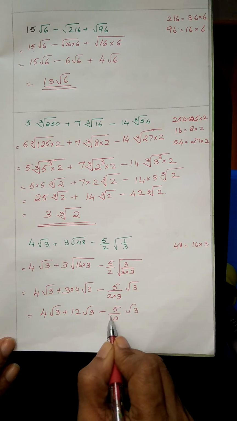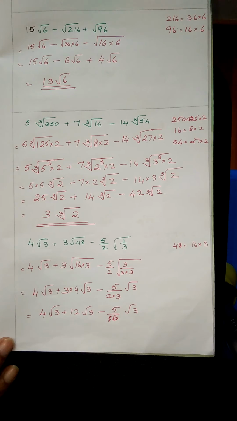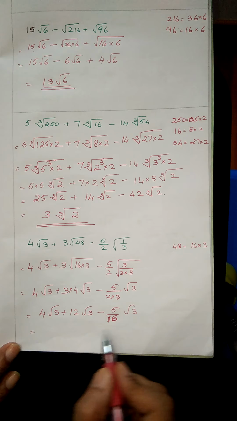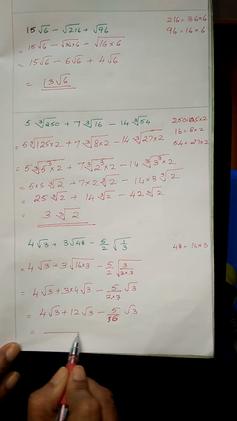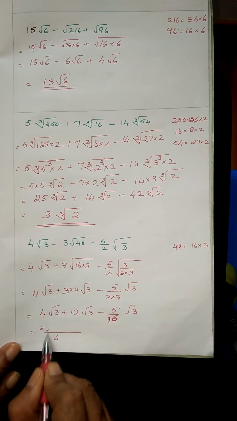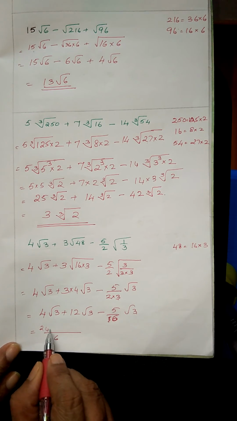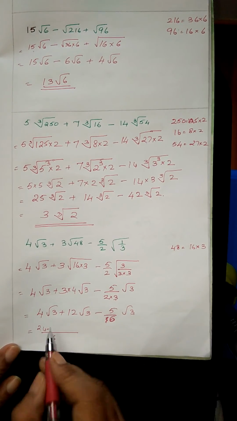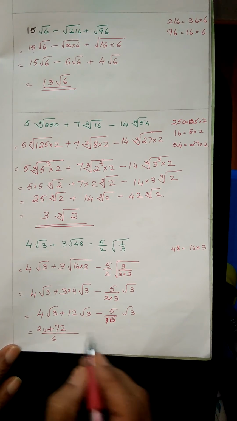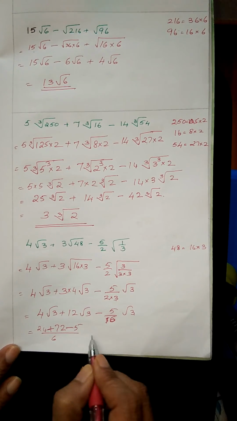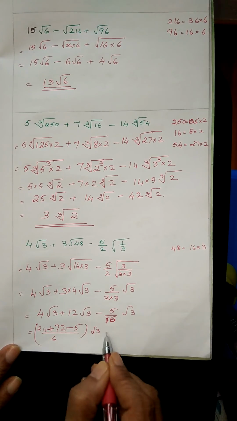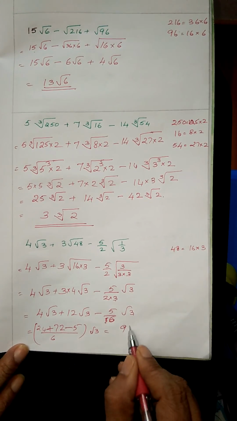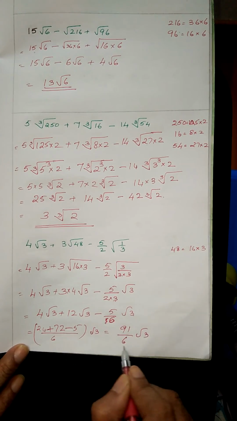2 into 3, 6, sorry. Now taking the LCM and doing, you will get this as 4 minus 5 root 3. So this will become 91 by 6 root 3. So that's the answer.